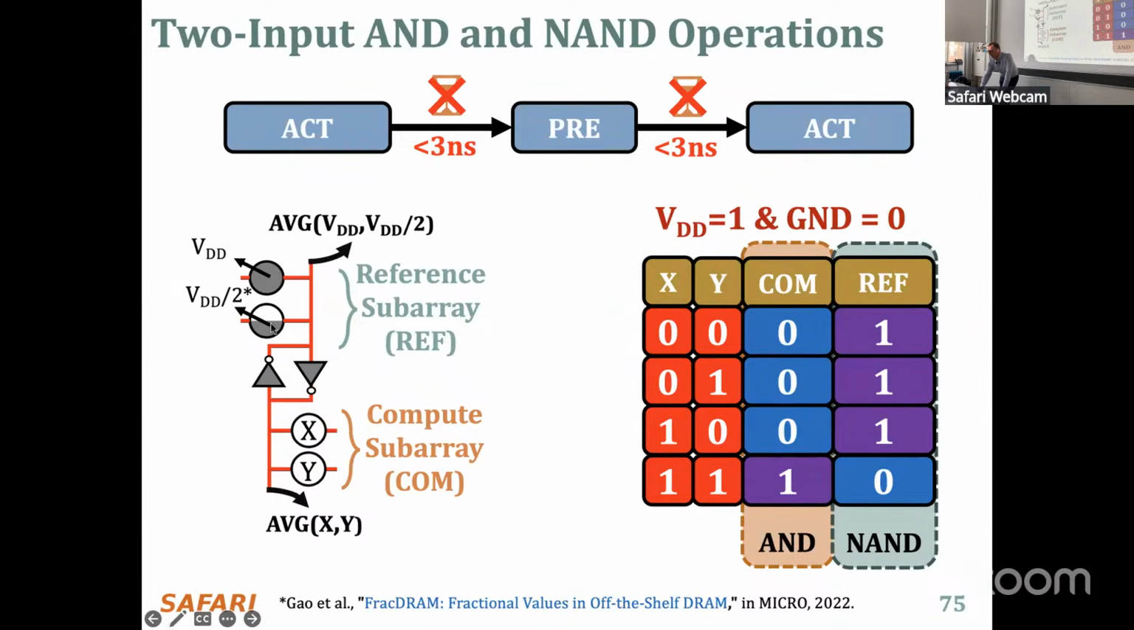So if you set the values in the reference subarray like this, then you get an average of 3 VDD over 4. For the average of X and Y to be greater than 3 VDD over 4, X and Y should be both set to 1, right? Otherwise, the result will be 0. That means that you're computing an AND function, right, over here. And by definition, the NAND is computed over here, in the reference subarray. So you get AND and NAND, depending on which subarray you look at, okay? And the OR and NOR is left as an exercise for you guys, but it's not that hard to do.